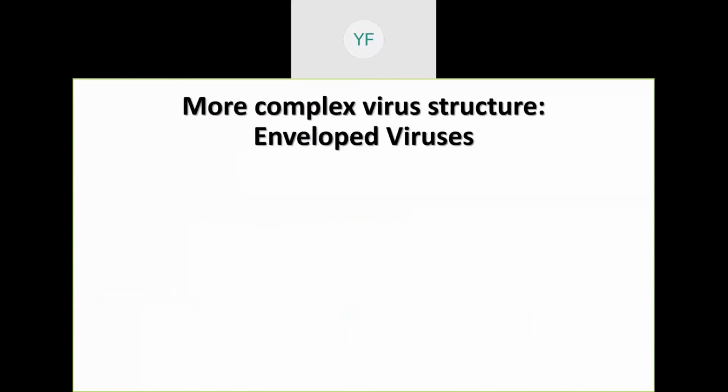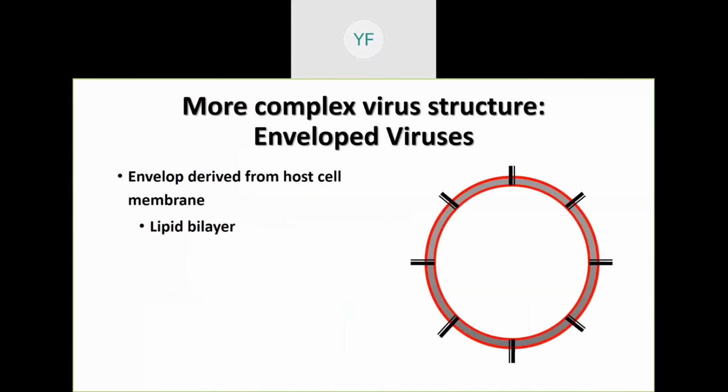Enveloped viruses are more complex in structure compared to non-enveloped viruses. On the exterior of an enveloped virus is a lipid bilayer that's derived from the host cell's own membranes. And within that lipid envelope is viral nucleic acid, and that nucleic acid is coated in additional viral proteins. Depending on the type of virus we're talking about, there can be many other viral proteins associated with that nucleic acid or in the space between the nucleic acid and that lipid envelope.